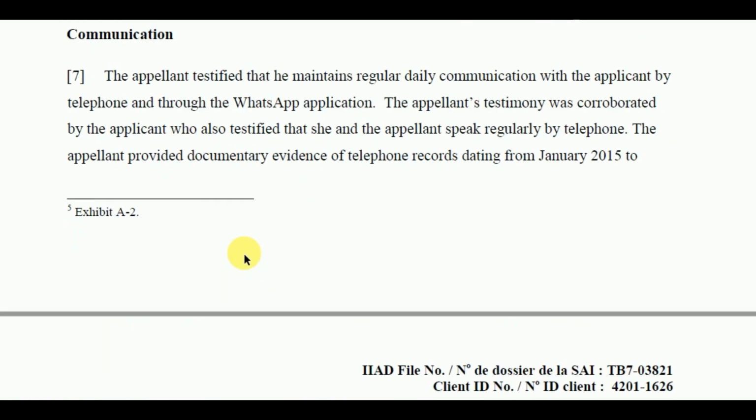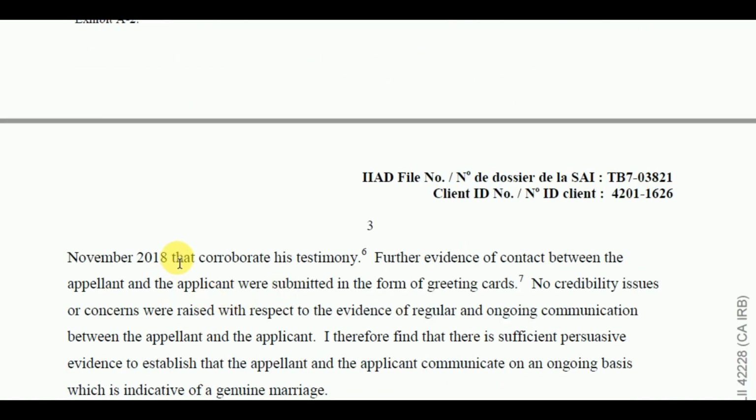Communication: the appellant testified that he maintains regular daily communication with the applicant by telephone through the WhatsApp application. The appellant's testimony was corroborated by the applicant, who also testified that she and the appellant speak regularly by phone. The appellant provided documentary evidence of telephone records dating from January 2015 to November 2018 that corroborate his testimony. So the appellant provided all the documentation, including chat history, call records and everything since the marriage.